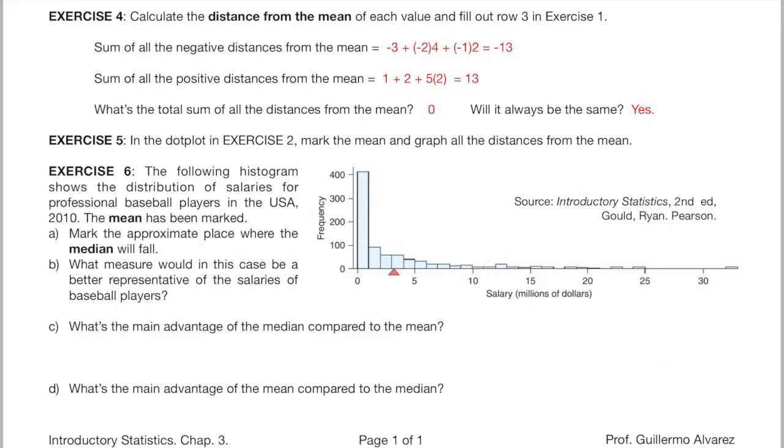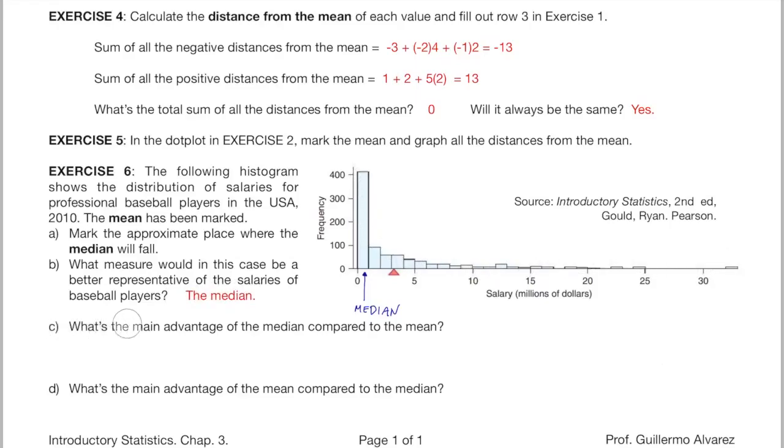This brings question A. Mark the place where the median will fall. Notice that this first column has more area than all the other ones combined, so the median will fall somewhere in the first class. So the median is less than $1 million a year, and we don't know how much less. It might be $50,000 a year, it might be $100,000 a year, the histogram does not say. Letter B. What measure would in this case be a better representative of the salaries of baseball players? The median, because of how strongly skewed the distribution is.